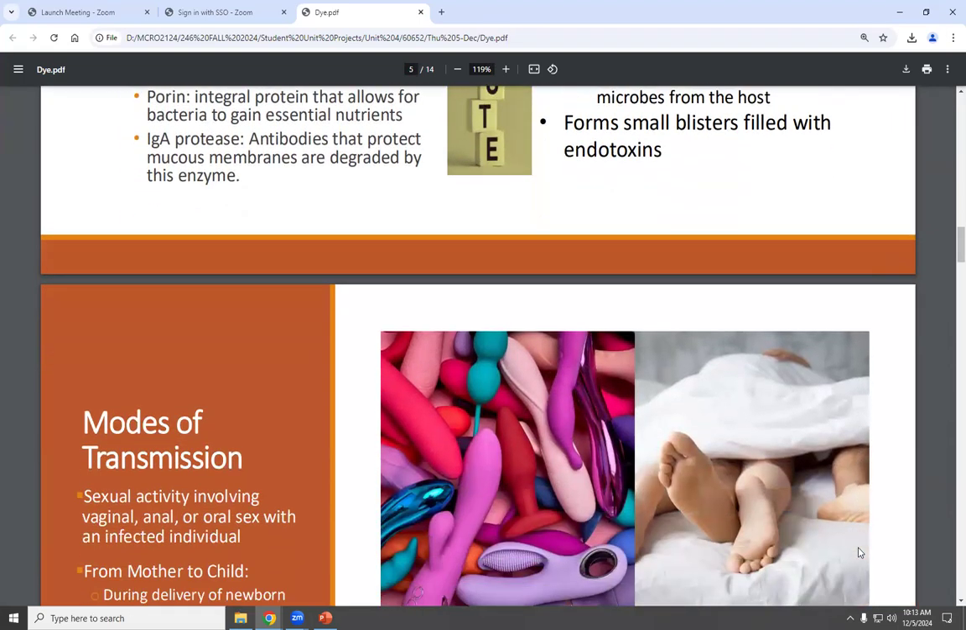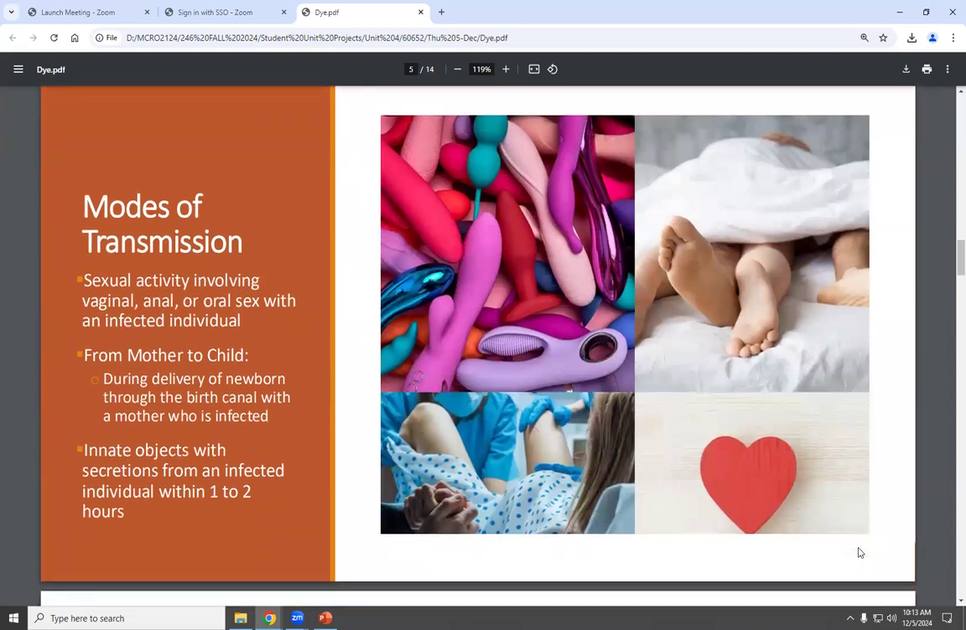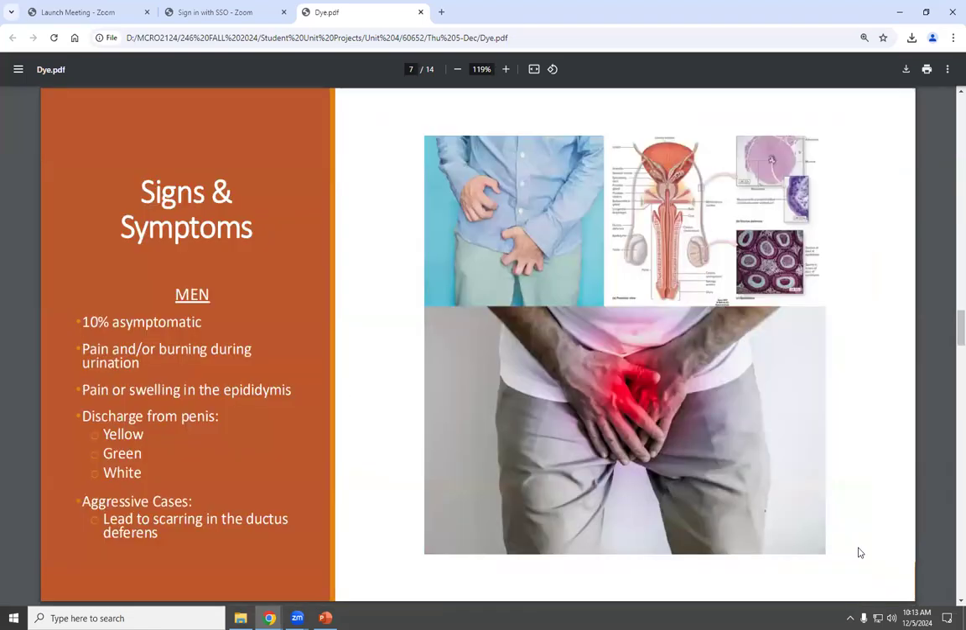Modes of transmission. It is transmitted through sexual activity involving vaginal, anal, or oral sex. It can also be transmitted through delivery from an infected mom to the baby, as well as inanimate objects. I thought this was pretty gross and interesting all at the same time, that it can live on inanimate objects for like an hour to 2 hours after being exposed to it.